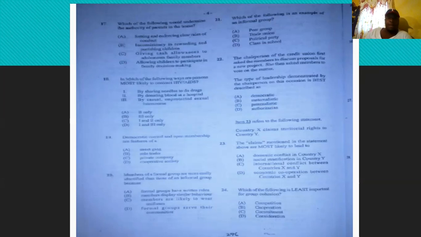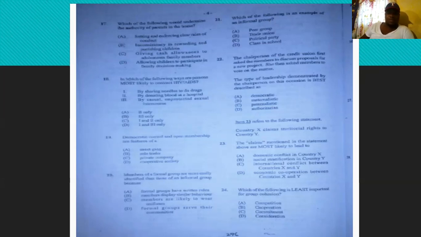Number 20, members of a formal group are more easily identified than those of an informal group because, this says, the members are easily identified. So we're going to look for the way that makes them easily identifiable. Is it A, formal groups have written rules, B, members display similar behavior, C, members are likely to wear uniforms, or D, formal groups serve their communities. As I said, this is not so visible.